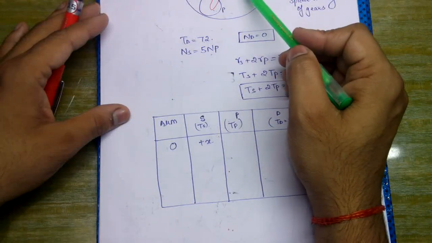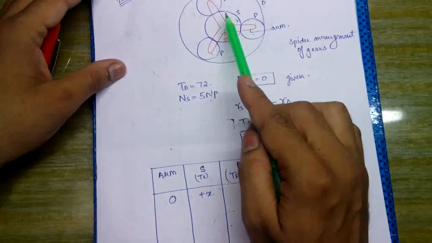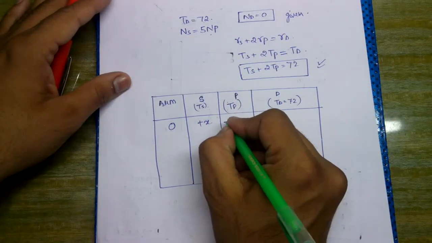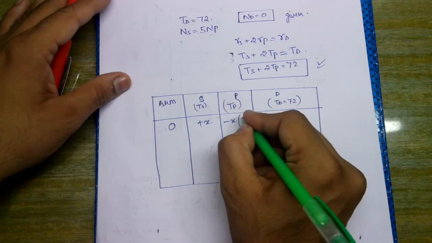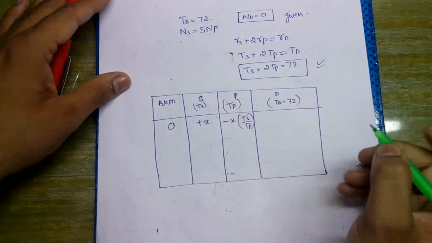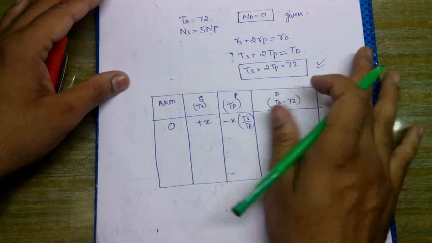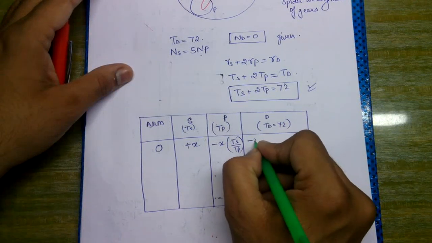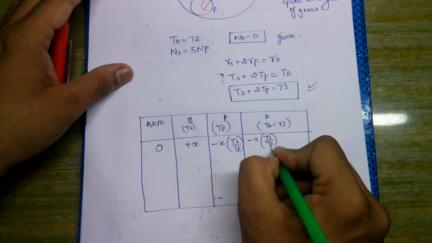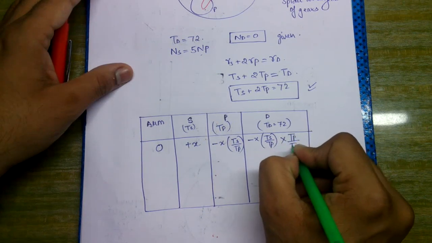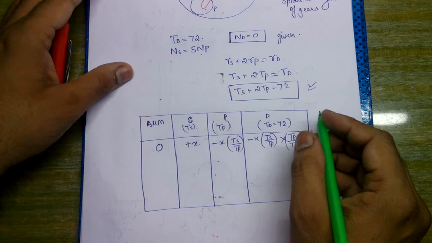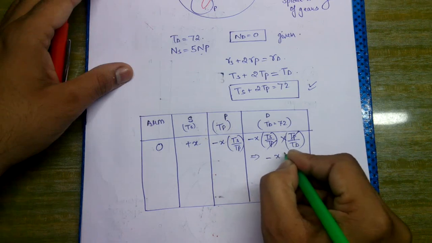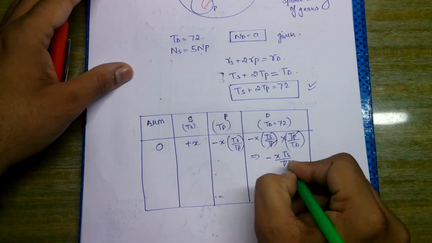Now since S and P are in external gearing, if S is rotating clockwise, then P will rotate anti-clockwise. So we will write minus X and multiply it by the ratio of TS upon TP. Now D, which is in internal meshing with the gear P, will have the same sign as that of P. So we will write minus X, TS upon TP, multiplied by TP upon TD.